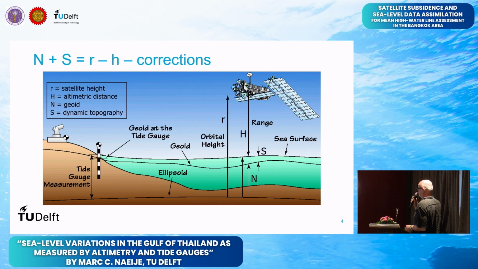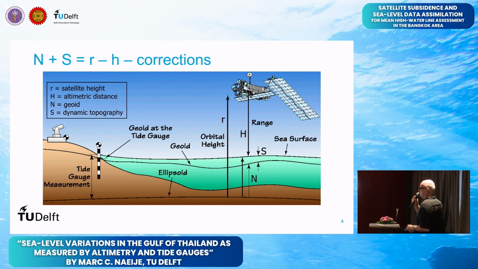Then the small r here, that is the position of the satellite with respect to some reference, basically the center of gravity of the Earth, but we use a reference ellipsoid for this reference. So the sea surface height is the height minus the range.